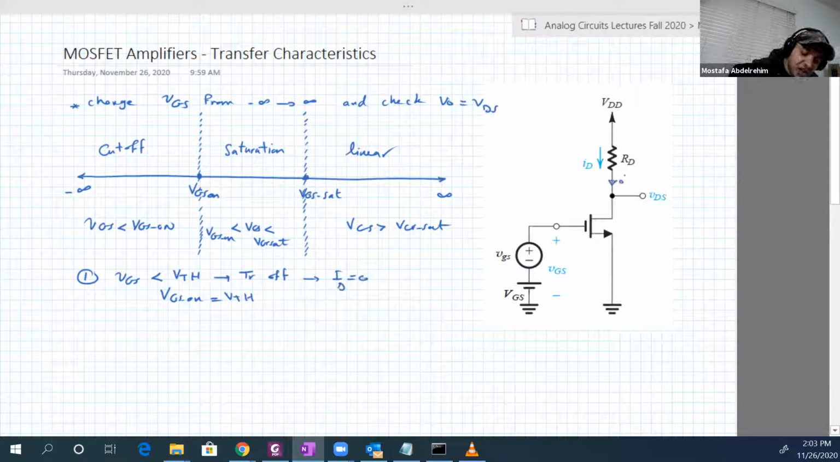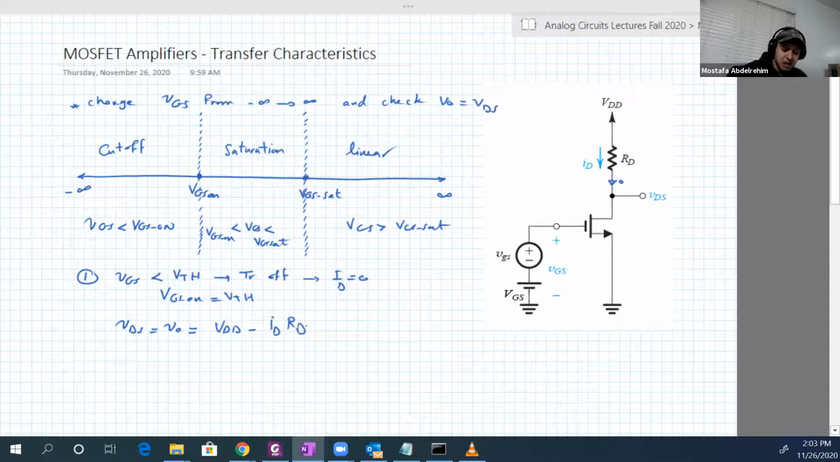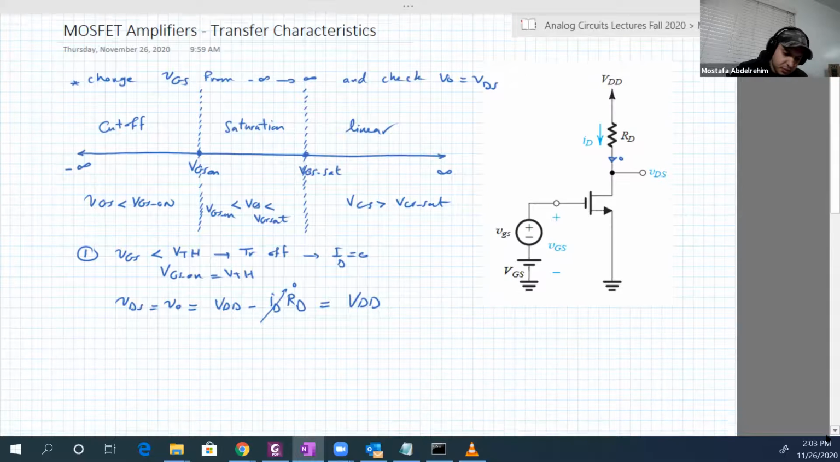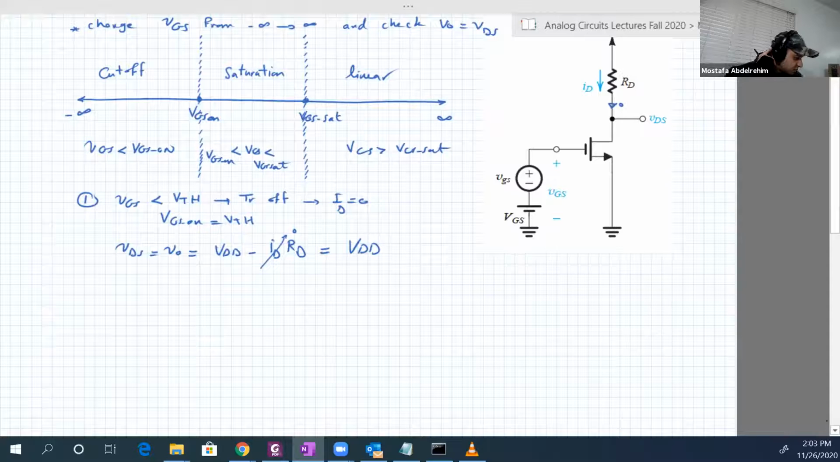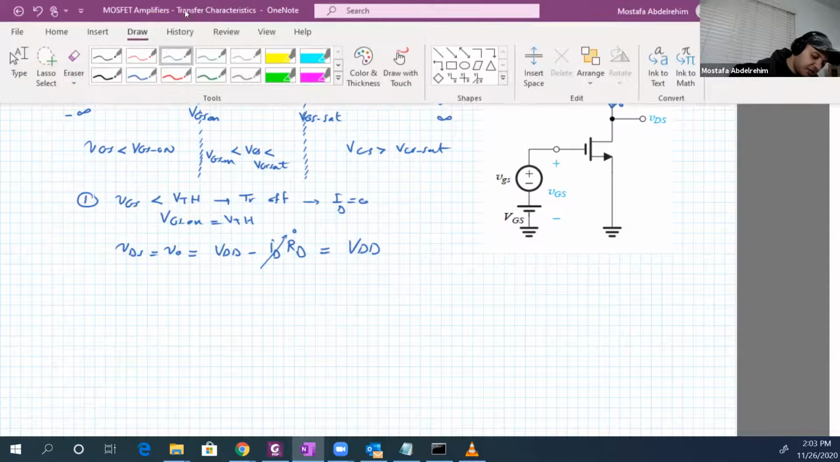So when we apply this here, we will find that VDS, which is VO, equals VDD minus ID RD. ID is 0, so this is basically VDD. So whenever the transistor is off, the output of that circuit will be VDD. Good. So the first point, that's fine.